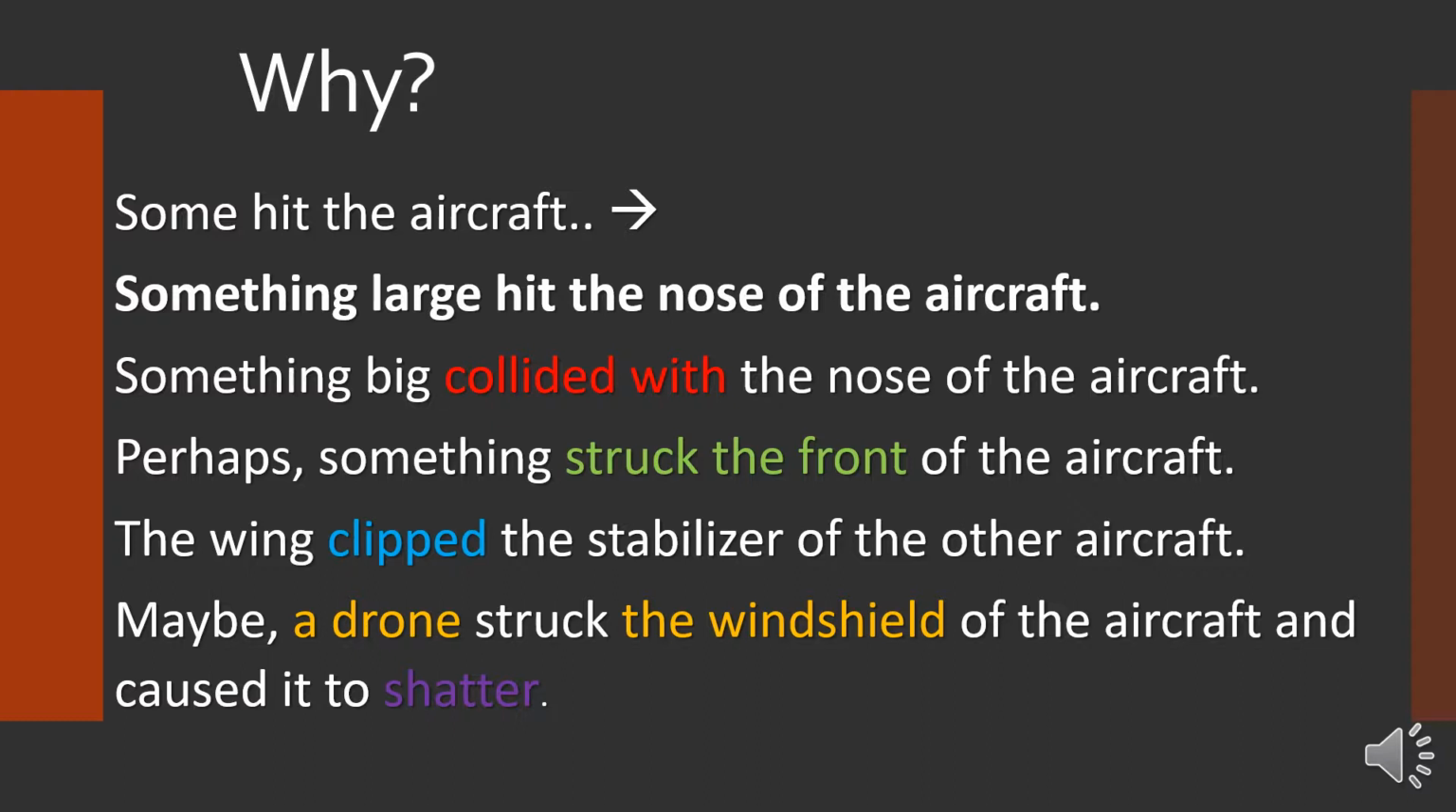Then we have, the wing clipped the stabilizer of the other aircraft. This came from a different recording, but clipped is usually not as serious, maybe small damage or a little bit of damage. Maybe a drone struck the windshield of the aircraft and caused it to shatter.